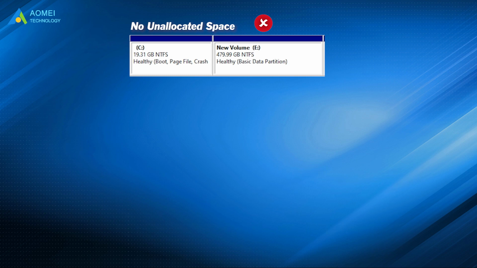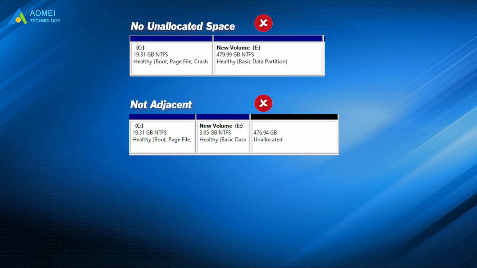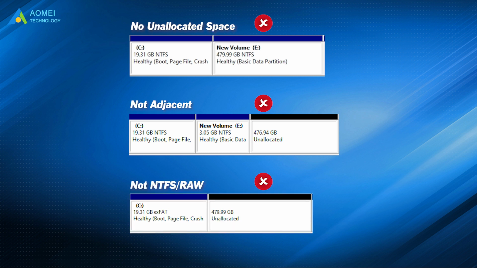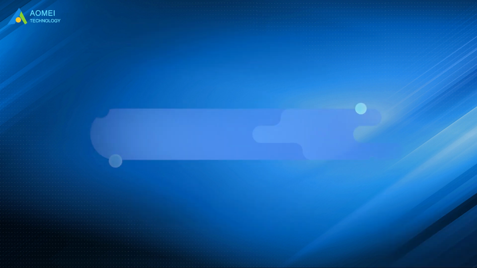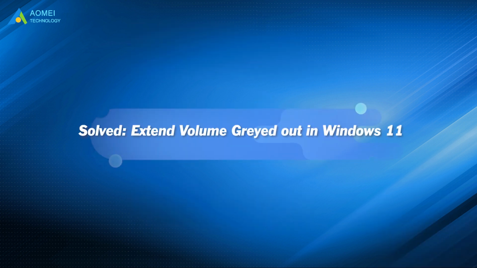If there is no such space, or the unallocated space isn't adjacent to the target drive, or the file system of the low-space drive isn't NTFS or ReFS, then Extend Volume will be disabled. Luckily, we still have a way to fix it.